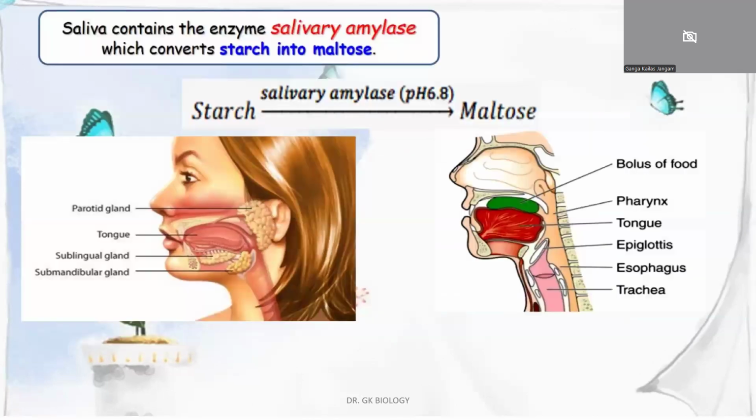And what is the purpose of having enzymes in any digestive system? What do you mean by enzymes? Enzymes are chemicals which we can call biocatalysts, which help to break down complex substances into simple ones. These are the NCERT lines. The enzymes are the biocatalysts, which help to break down complex substances into simple ones.